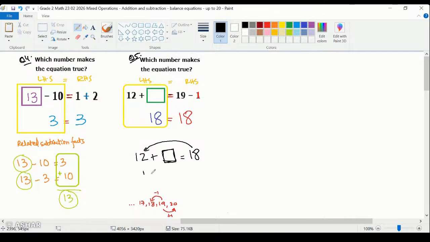So if you write the numbers 1, 2, 3, 4, 5, 6, 7, 8, 9, 10, 11, 12, 13, 14, 15, 16, 17, and 18. Let's subtract 12 numbers. 1, 2, 3, 4, 5, 6, 7, 8, 9, 10, 11, 12. Perfect. Thank you, May. That means 12 plus 6 is equal to 18. So we simply write a 6 over here. The missing number was 6.